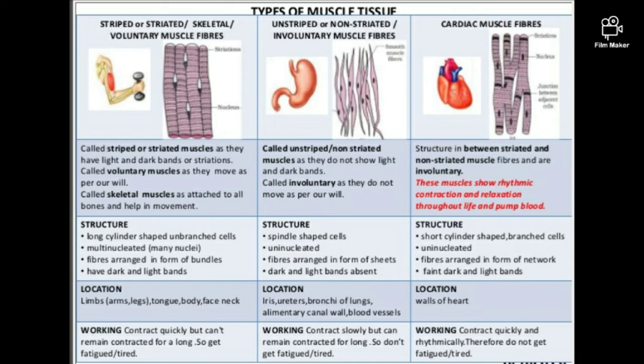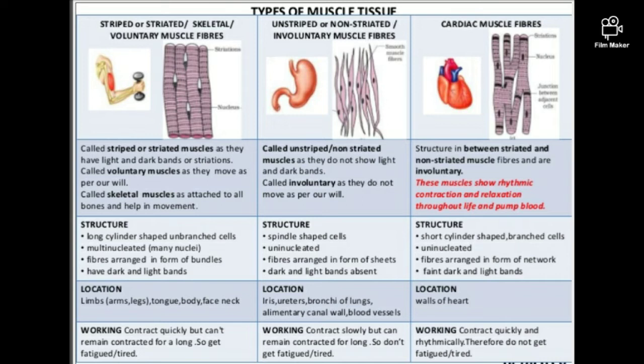When you observe the structure, they are long, cylindrical, and unbranched. They don't have any branch. They are multinucleated. You can observe the nuclei in the fibers. The fibers are arranged in the form of bundles and they have dark and light patterns or bands. They are found in the limbs, hands, arms and legs, tongue and other parts of the body, face and neck, which we move at our own wish.